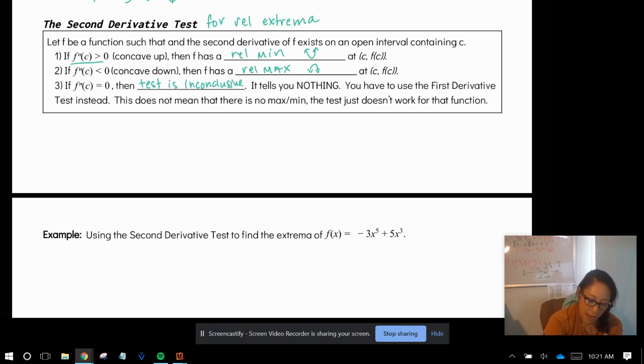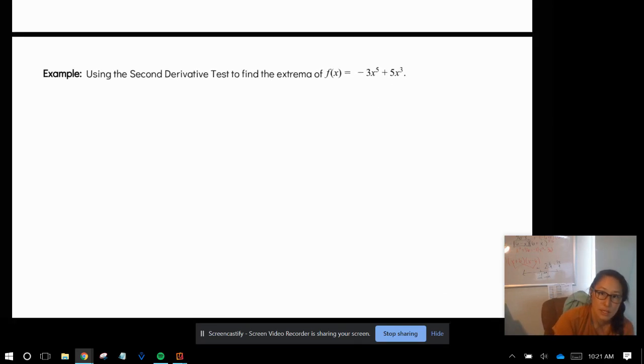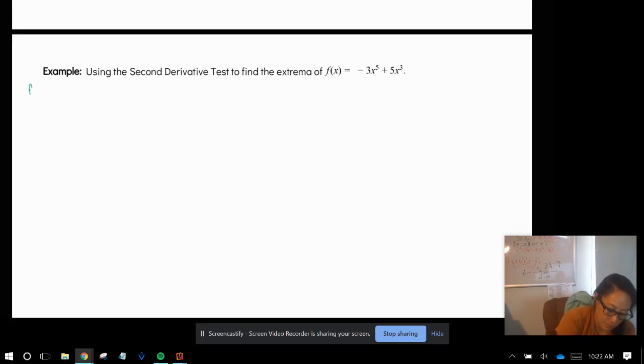So we have to go back and use the first derivative test for extrema. All right, so let's practice one of these. Try and make it quick. So take the second derivative. F prime of x is equal, actually take the first derivative, and I get negative 15x to the 4th power plus 15x squared.